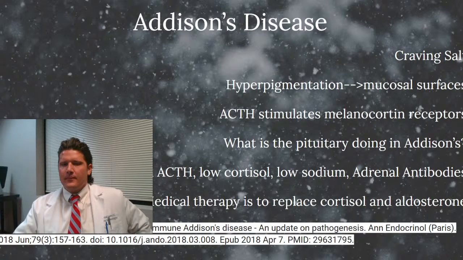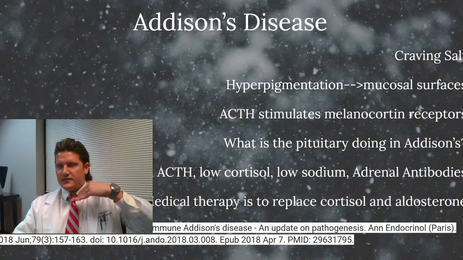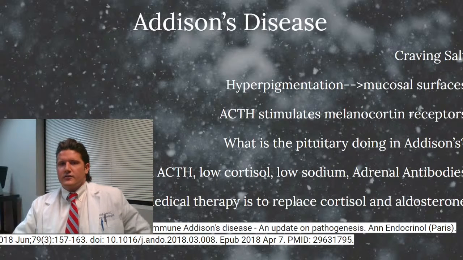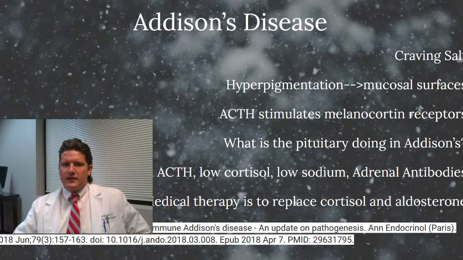The reason why that happens is because as the adrenal glands fail, just like if you have Hashimoto's thyroiditis, for example, and your thyroid is not producing thyroid hormone, what happens? Your pituitary sends excessive signals of TSH down to your thyroid, telling the thyroid gland, gosh darn it, do your job. Same thing happens with Addison's disease.